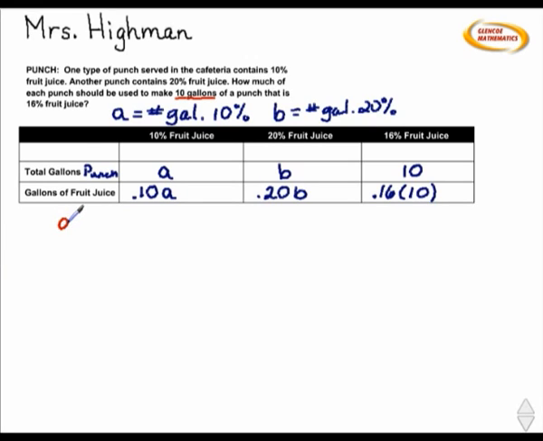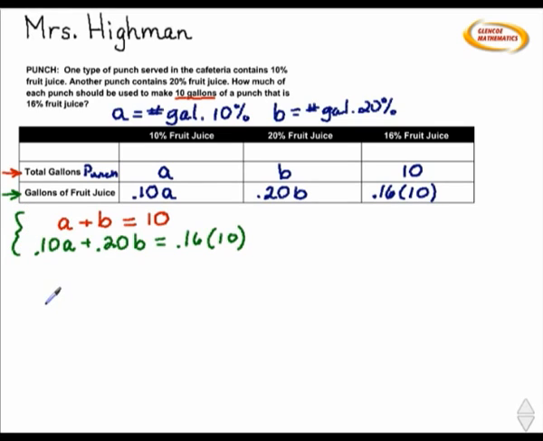So our first equation is going to be A gallons of punch plus B gallons, and that should equal a total of 10 gallons. So that represents our total gallons of punch. Our second equation is going to represent the gallons of fruit juice in that punch. So that's 0.10A plus 0.20B, and that will equal our mixture here, 0.16 times 10. So this is our system we're going to solve.